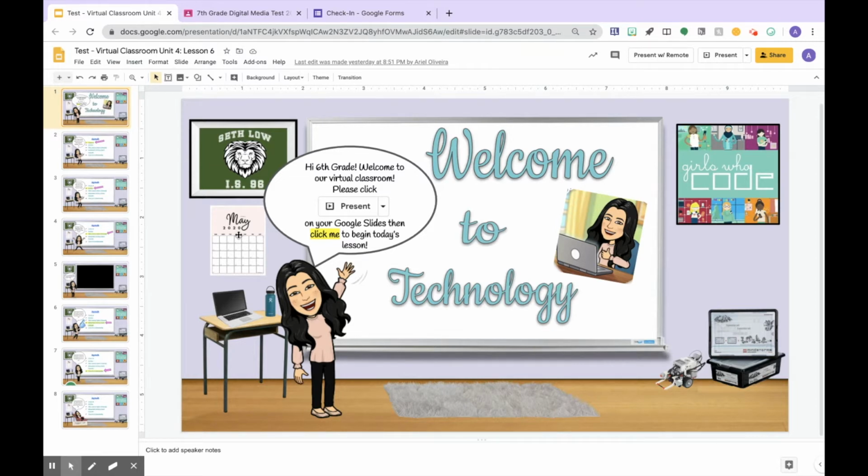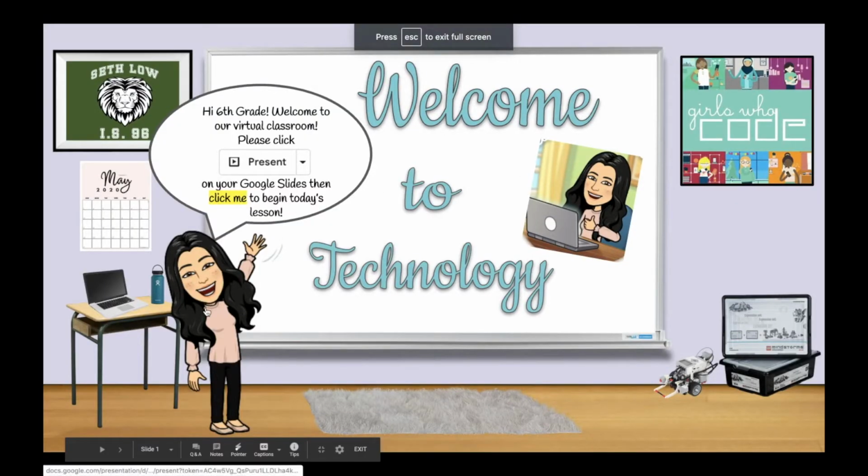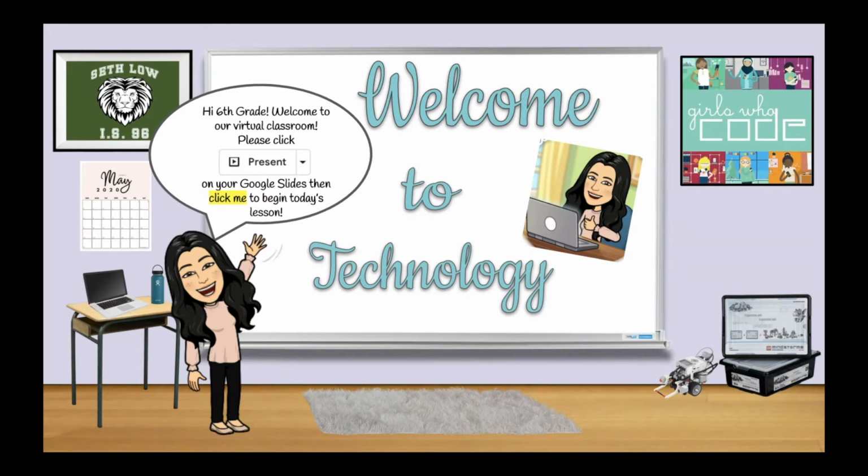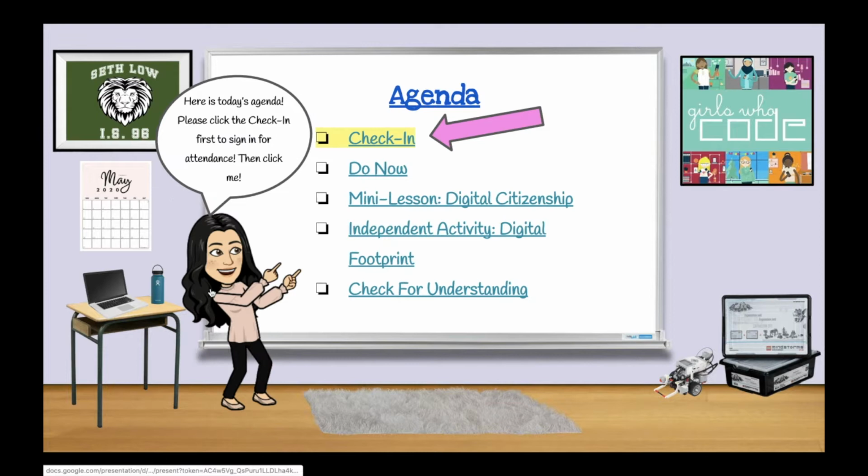So in the first slide, I explained to my students that they want to click the present button when they're viewing this. This way, when they do that, they're able to click on the certain things that I've created links for. Here it says, "Hi 6th grade, welcome to our virtual classroom. Please click present on your Google Slides, then click me to begin today's lesson." So they would click my Bitmoji, which would bring them to the next slide where our agenda is.